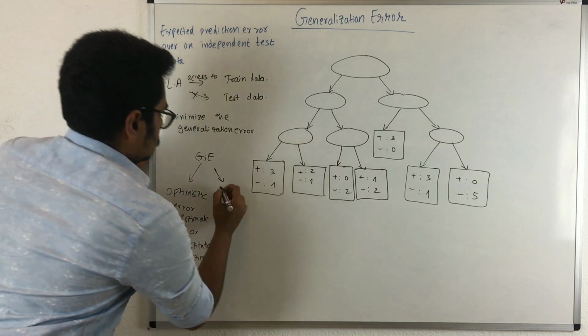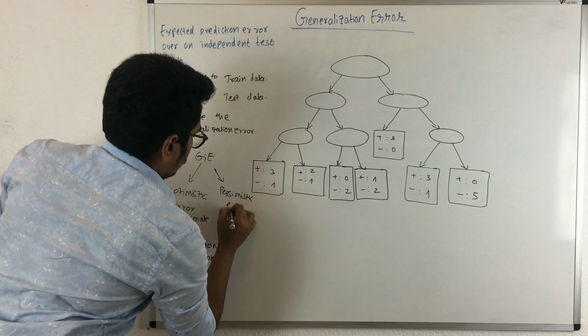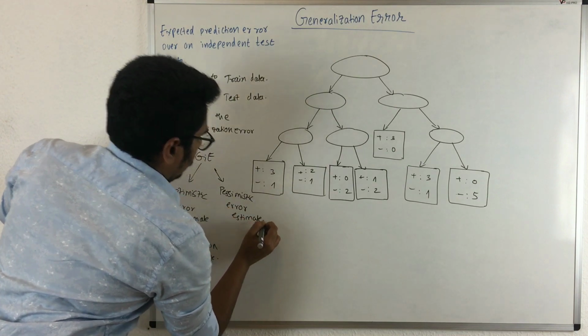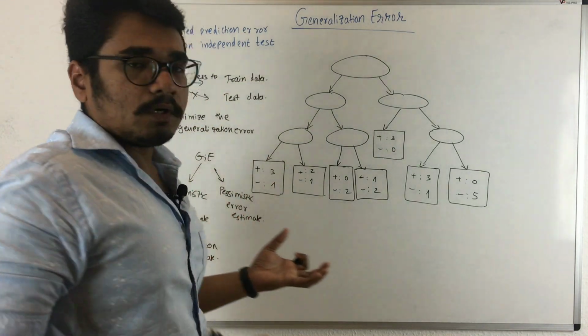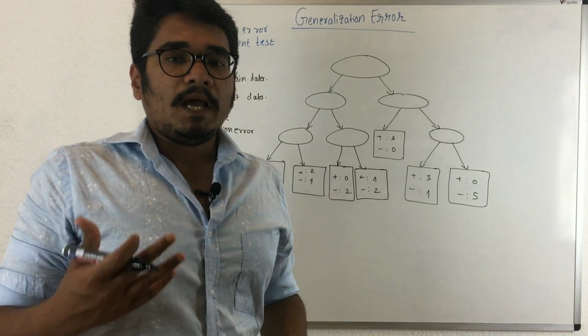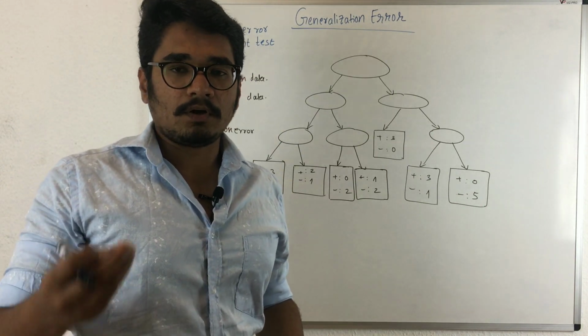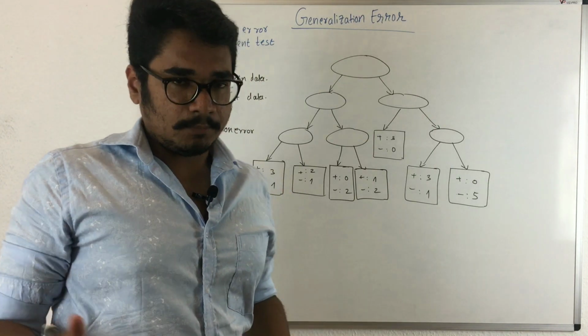The next type is the pessimistic error estimate. It deals mainly with the model complexity. Based upon how complex your model is, you have the pessimistic error estimate, and this basically deals with a penalty parameter or a hyperparameter. I'll explain with the help of an example.